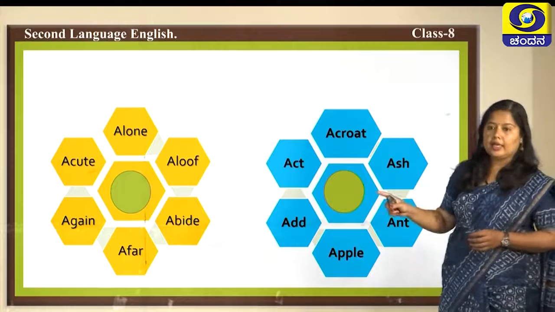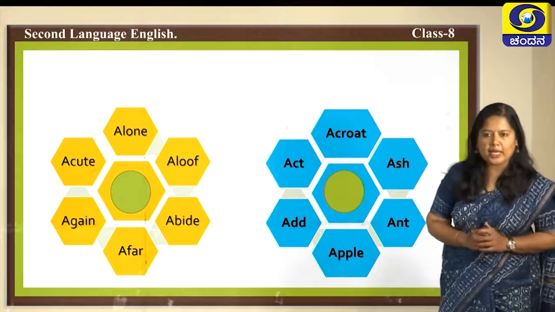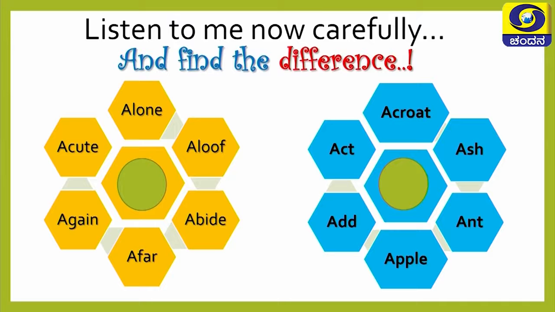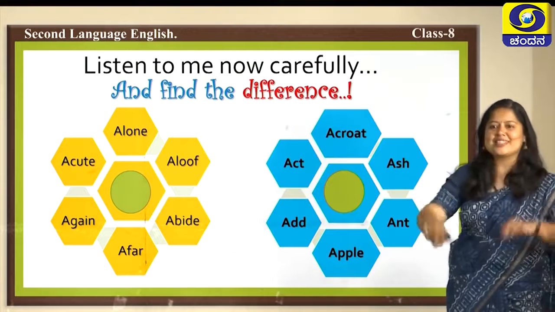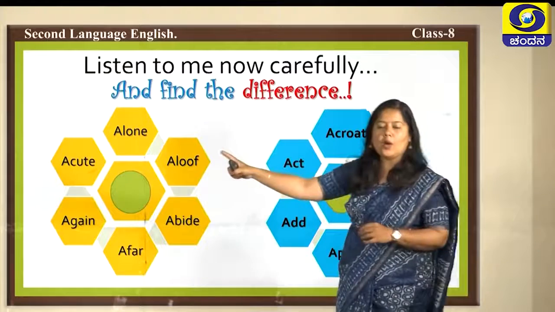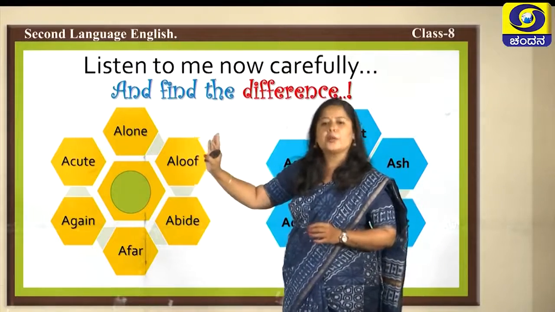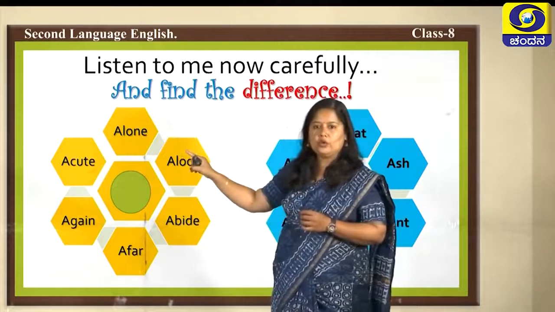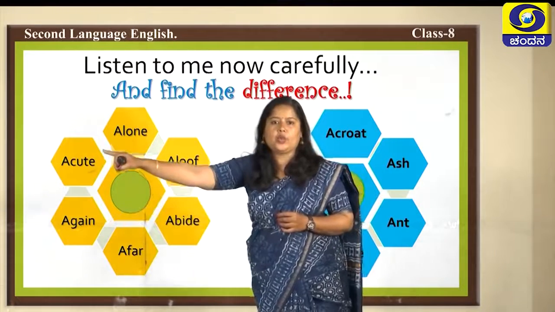Kids, here are the shapes that are suggesting you something with the words. Can you make out what they are? Yes, this hexagon has brought something very new for you. So, now this is listening time for you. I hope your ears are open to listen. So, I take up the yellow hexagon first and I pronounce these words. We are going to do nothing else than pronouncing words and you need to listen to them. Alone, aloof, abide, afar, again, acute.